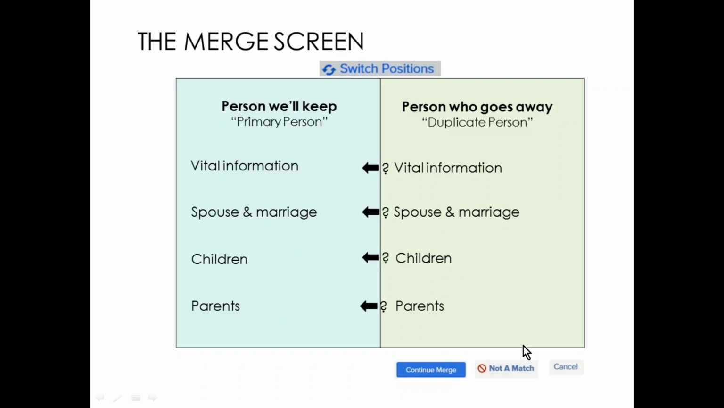Down at the bottom of the page, notice that this is where you have your choices for merging. You can say, yes, I want to continue this merge. No, it's not a match, which doesn't prevent someone else later from merging these two possible duplicates, but does tell them why you thought at the time you reviewed it that they might not be a match. And you also have the magic button called cancel.